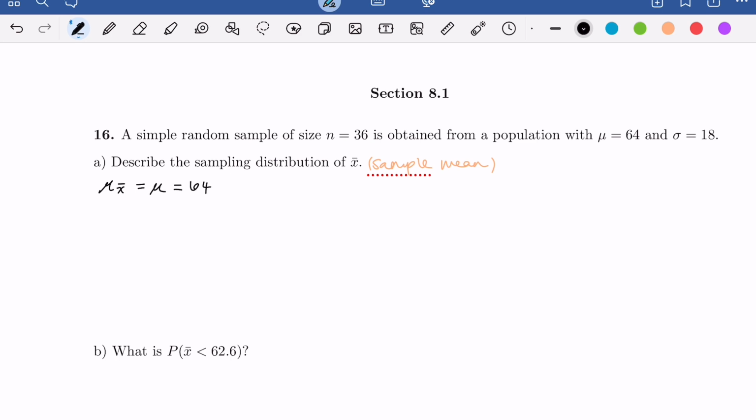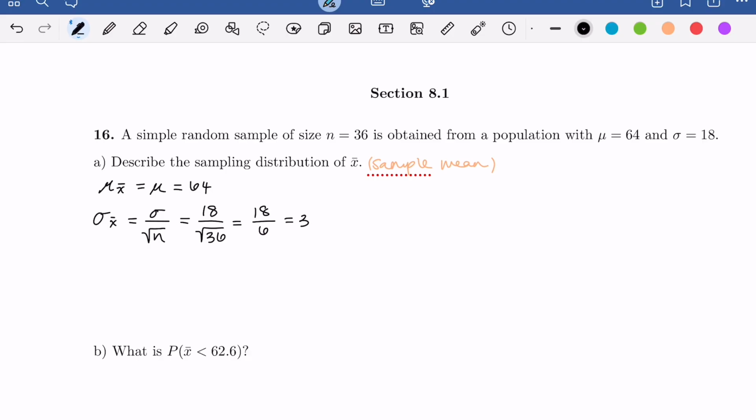And this is because when you take a bunch of samples and calculate their means, those means will, on average, equal the population mean. So the more samples you take, the closer the mean will be to the population mean. And then the standard deviation of the sample mean is going to be equal to the standard deviation divided by the square root of the number of samples that we have. So this is 18 divided by the square root of 36, which gives us 18 over 6, which gives us a standard deviation of 3.